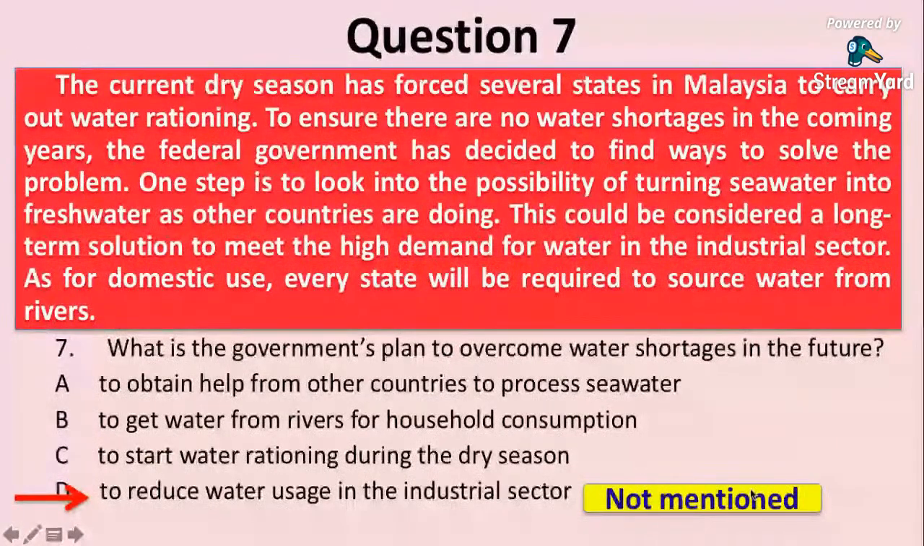Okay, then we look at A. So some of you actually answer A. A is also not mentioned. Asking help from other countries. I think there is nothing about asking countries to process seawater. They don't say they want to ask for help. They say they want to follow what the other countries do, but they have not talked about asking help from other countries yet. So don't get confused. I think you guys are confused with this one.